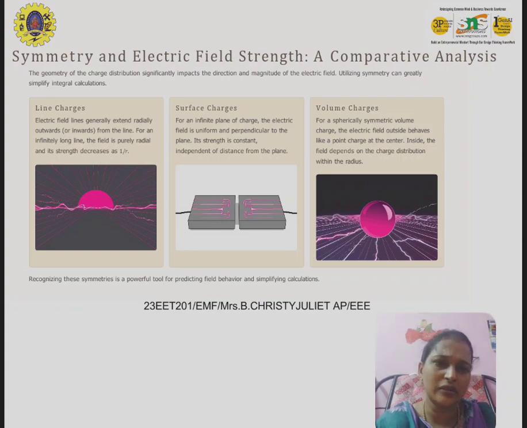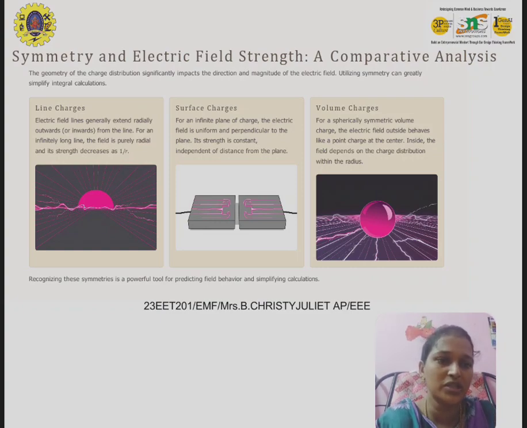If it is a surface charge, for an infinite plate of charge, the electric field is uniform and it is always perpendicular to the plane. So the field strength will always be constant, irrespective of the distance. So it is not proportional to the distance for a surface charge, and this case is the same for the volume charge also. When it comes to volume charge and surface charge, the distance is not at all considered for calculating the electric field, but when it comes to line charge, the distance matters more.